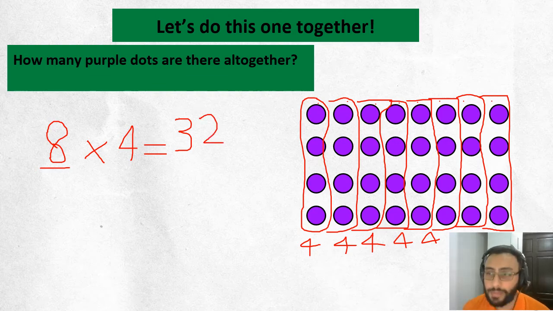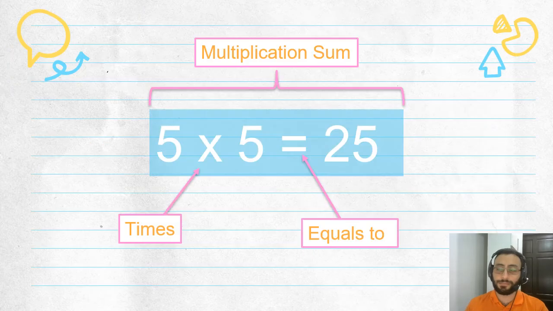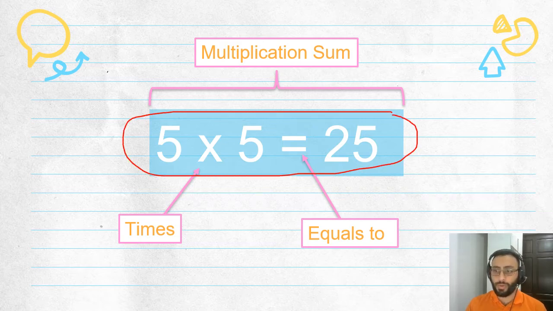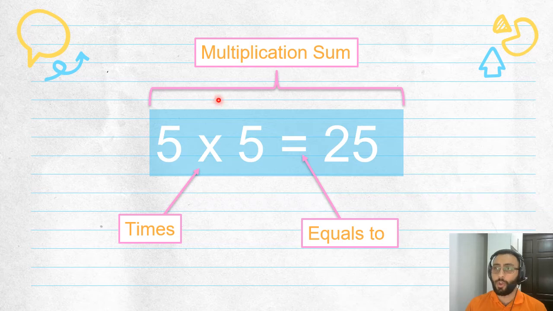So we have the final answer. So let's get to it. This thing in total, we call it multiplication sum. And this is what we call times. So 5 times 5.